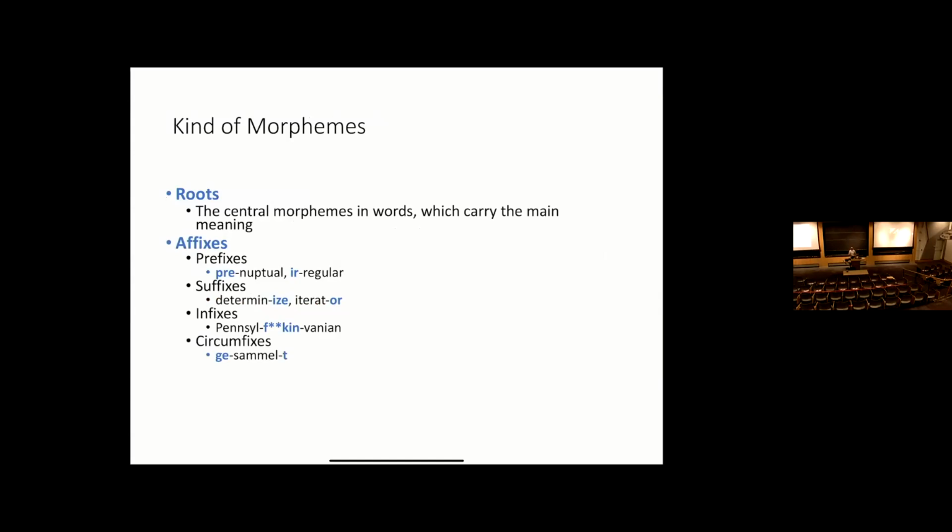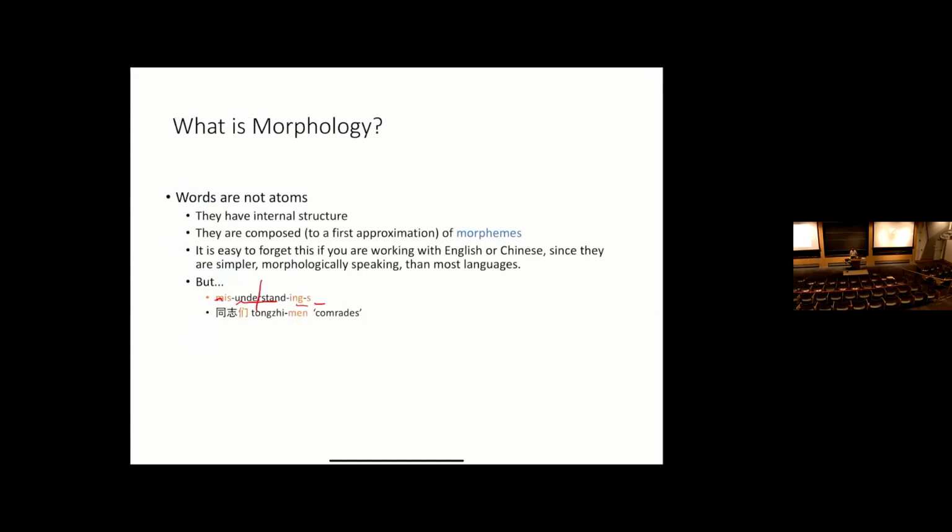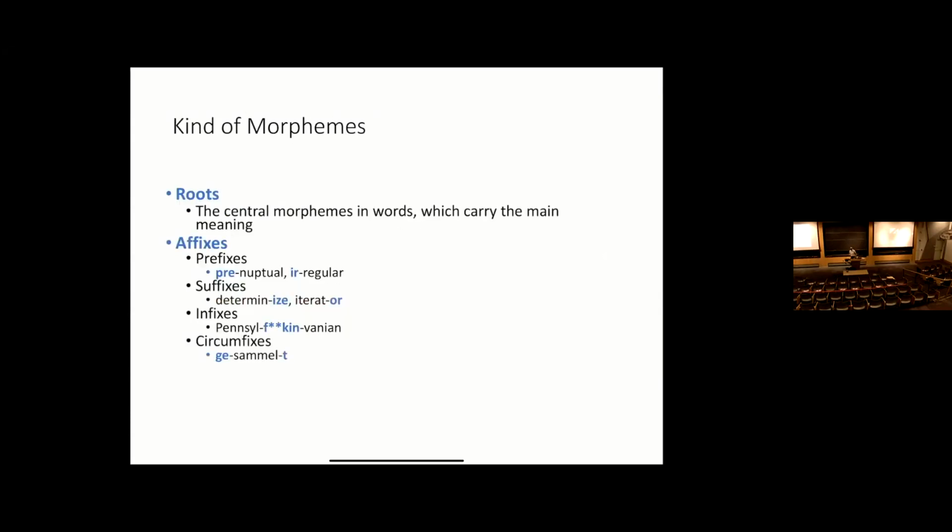So these little units of meaning, these things like man, or understand, or ing, or s, the minimal meaningful units in words are called morphemes. And morphemes come in really 2 types. There are roots, which carry the central meaning of a word, and then there are affixes that you add to words to modify that meaning or to add additional information.